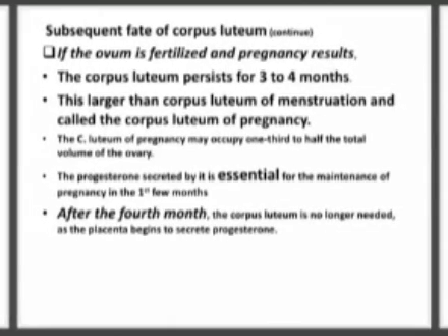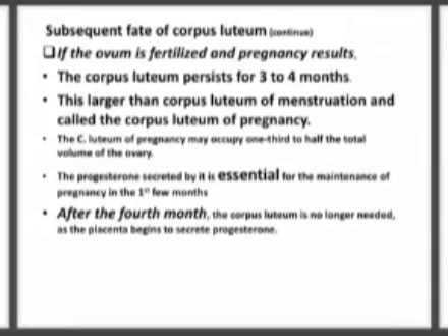Subsequent fate of corpus luteum. If the ovum is fertilized and pregnancy results, the corpus luteum persists for 3 to 4 months. It is larger than the corpus luteum of menstruation and is called the corpus luteum of pregnancy. Now this is called corpus luteum of pregnancy; it is larger than the corpus luteum of menstruation. It may occupy one third to half the total volume of the ovary.